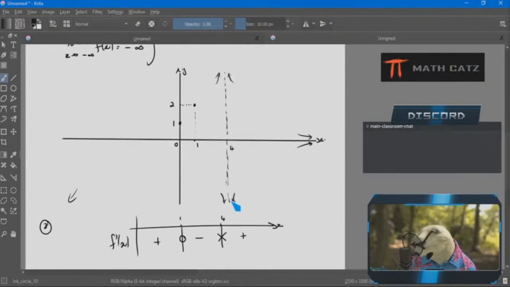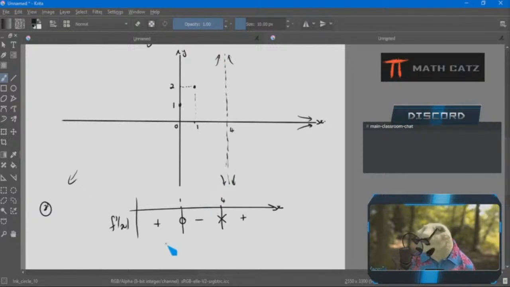a vertical asymptote at 4. So that would be a problem. There can't be a slope if there is no graph. Okay. So I have an upslope, horizontal tangent, downslope, downslope, downslope, bad times, upslope. Bad times for a different reason this time, right?